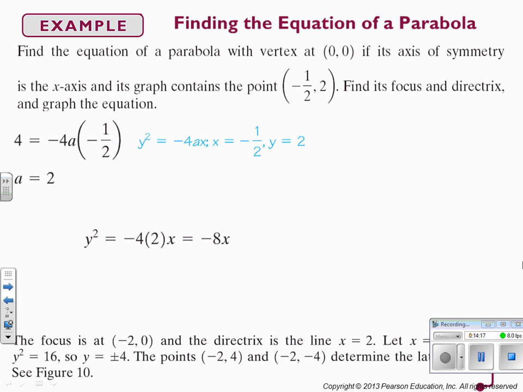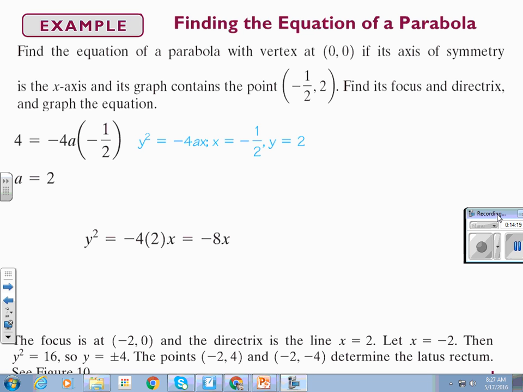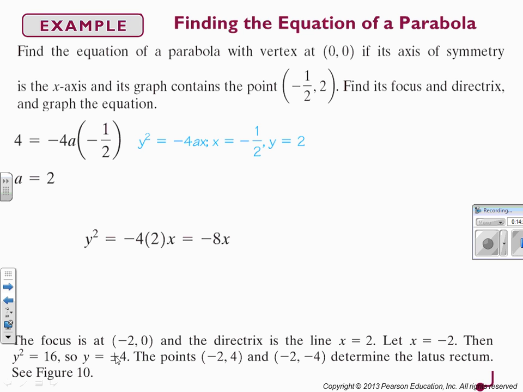The focus is at -2, 0, because we can see that our a is 2, and since we open to the left, it's -2, 0. The directrix is at x = 2. It's opposite of what's in here.